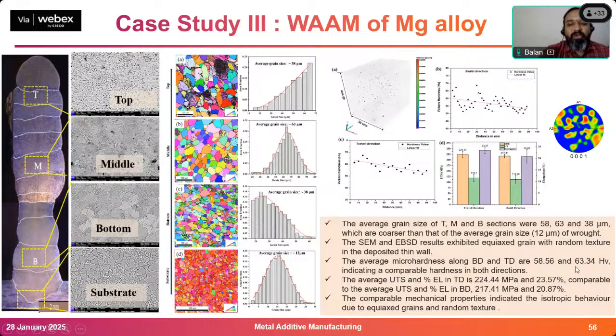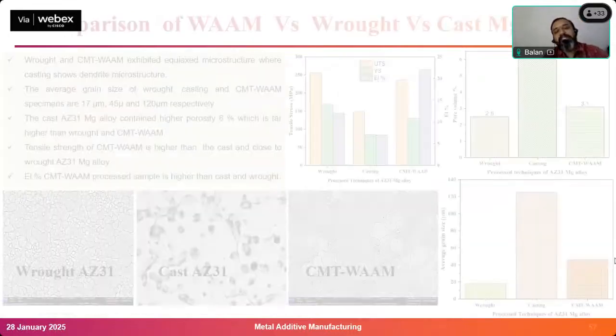And the hardness is also good. It's coming out like 58 to 63, and the tensile strength is also good. And now we've got it good. So how can we say it's good? It should be compared with existing material, right?